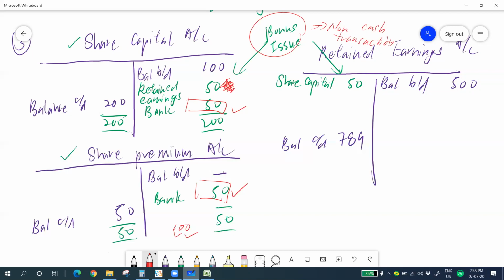Any other question for this transaction? Okay, so we are going to show issuance of share 100,000 as a receipt. Next.